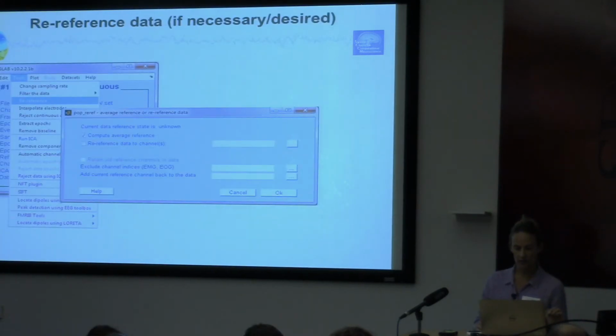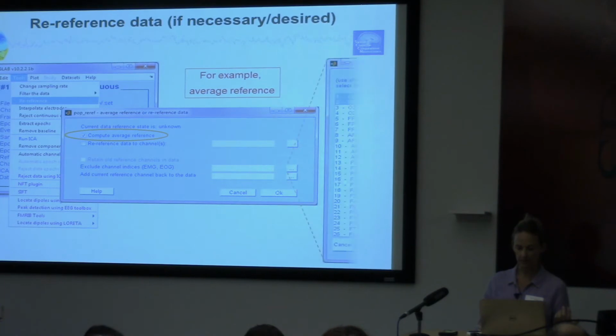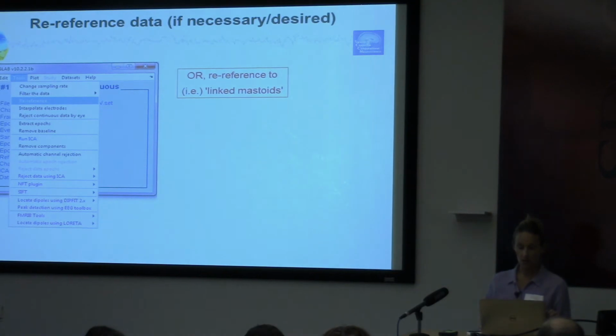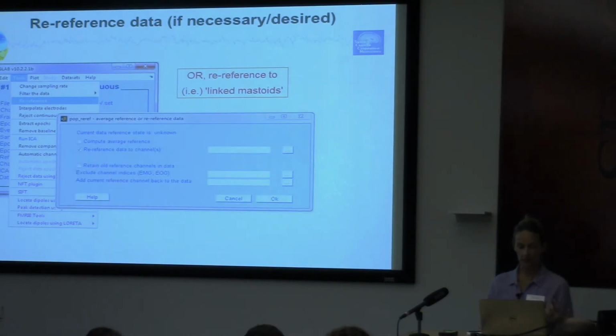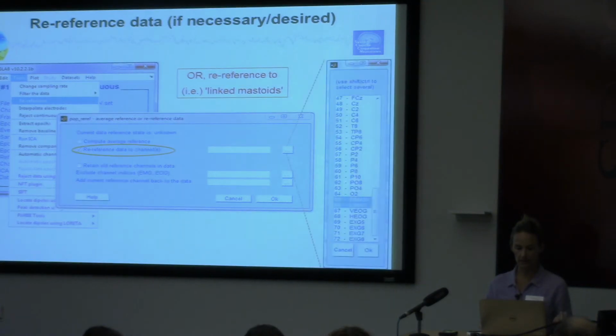So re-referencing, you have the options to do, for example, average reference. So you would click this box. With average reference, you can also choose to exclude some channels. So if you wanted to not include the I channels, for example, you could do that, and you would just click on the button to the side. You can choose those channels that you don't want to include, and they would show up here, or you can type it in yourself. Or, for example, you could re-reference to linked mastoids, and so here you would click this button instead, and you would list here the channels that you want to reference to, or you can choose it from the GUI.